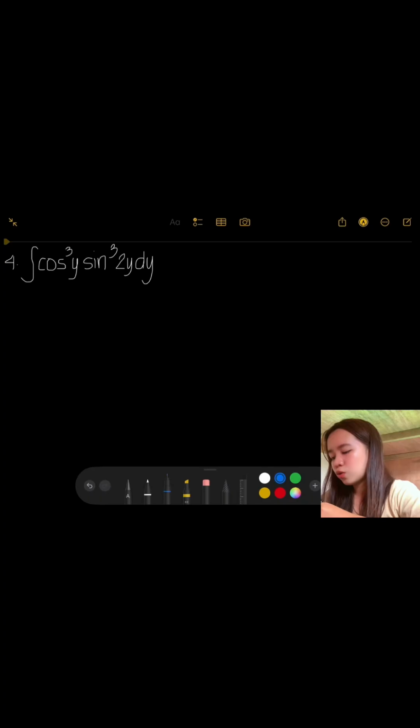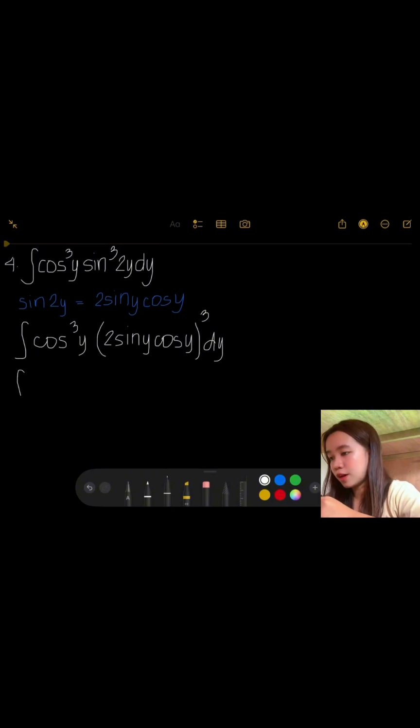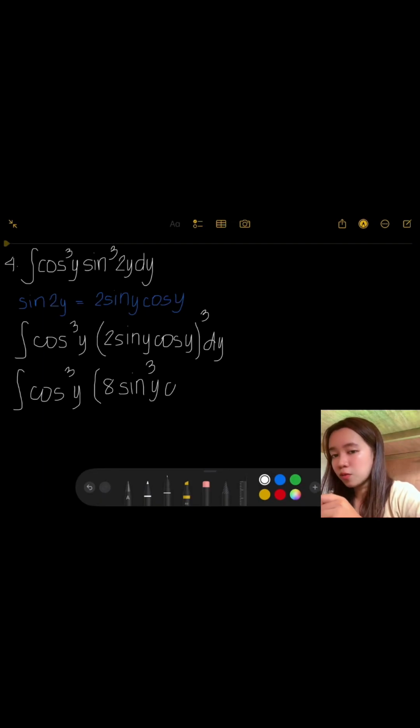So our fourth example in trigonometric transformation is the integral of cos cubed y sine cubed 2y dy. And we all know that sine 2y is equal to 2 sine y cos y. So this will become the integral of cos cubed y multiplied by (2 sine y cos y) cubed dy. So we will distribute the exponents. So this will become the integral of cos cubed y multiplied by 8 sine cubed y cos cubed y dy.